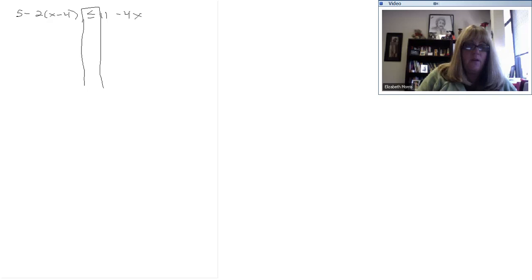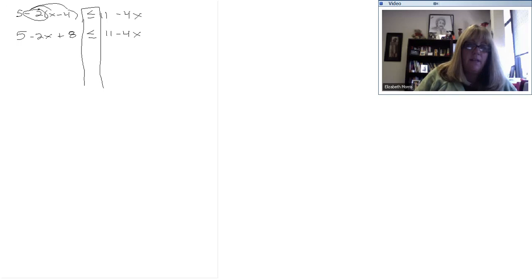All right, let's try one more. 5 minus 2 times x minus 4 is less than or equal to 11 minus 4x. All right. We need to distribute. Notice what we're distributing. We're distributing a negative 2. So that 5 doesn't change, but negative 2 times x is negative 2x, and negative 2 times 4 is positive 8. And there's nothing to do on this side.